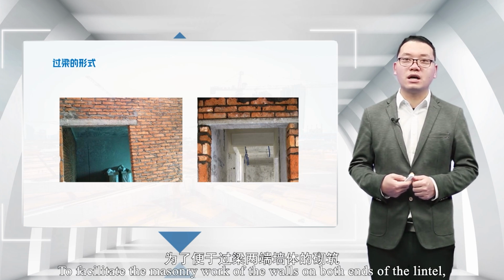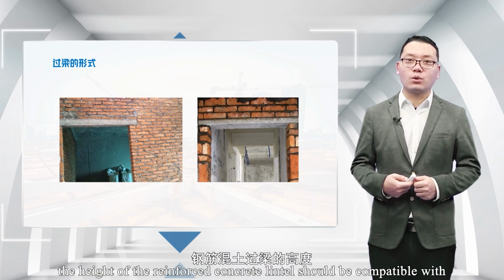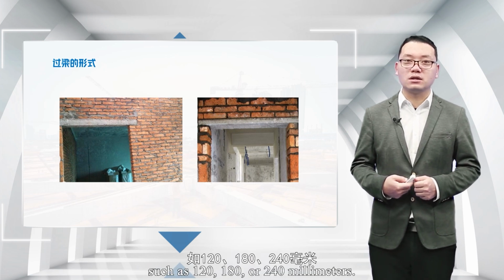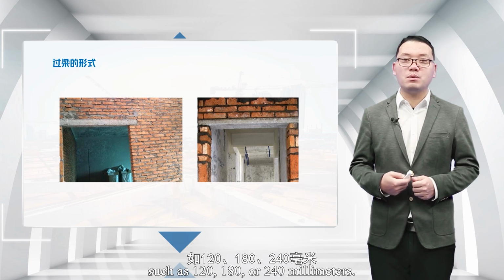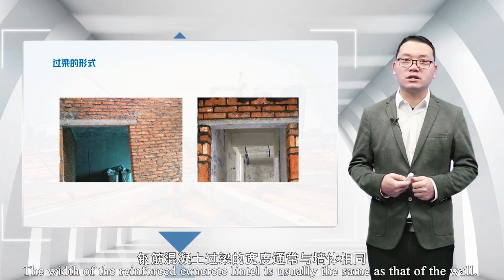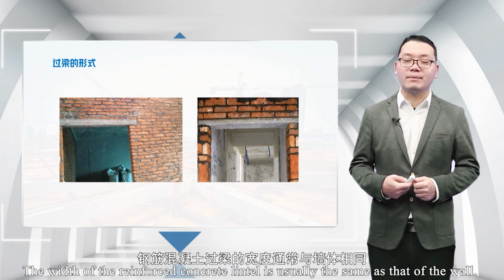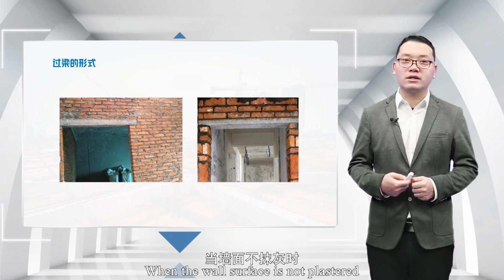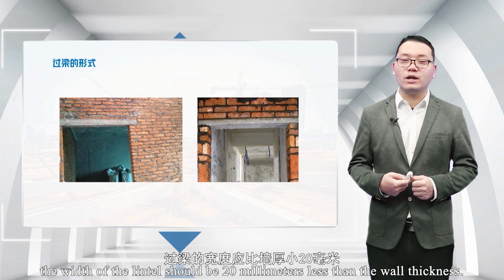To facilitate the masonry work of the walls on both ends of the lintel, the height of the reinforced concrete lintel should be compatible with the number of brick courses, such as 120, 180, or 240 millimeters. The width of the reinforced concrete lintel is usually the same as that of the wall when the wall surface is not plastered. Otherwise, the width of the lintel should be 20 millimeters less than the wall thickness.